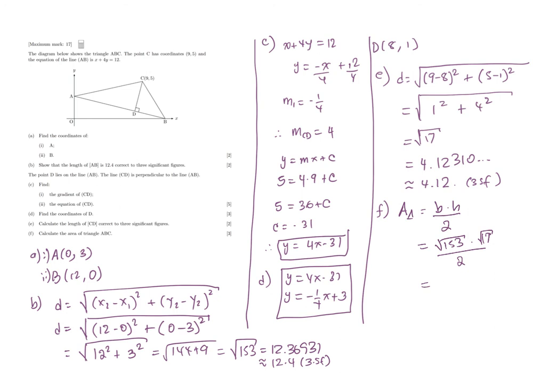This is equal to 25.5. So you see that using the unrounded values, we get an answer that is already to 3 significant figures. So I'm not going to round it any further. And the area of the triangle is going to be 25.5 units squared.